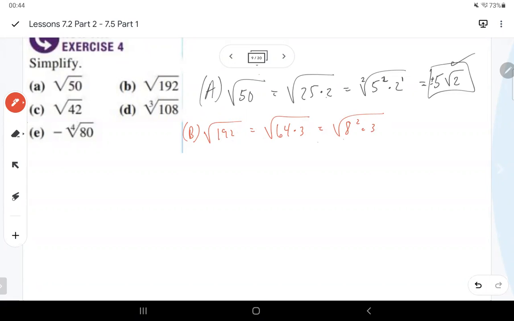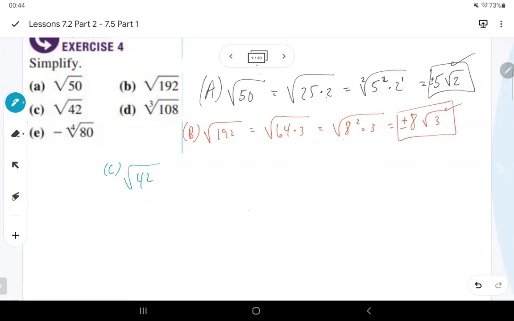So for 50, we would have found factors of 1 and 50, 2 and 25, 5 and 10. But we know we can stop at 25 because that's a perfect square. Same thing with 192. As soon as you get to 64, you know that's a perfect square. Again, we can have a plus or minus here, take it or leave it. My preference is to have it, but I'm not going to ding anyone who forgets it.